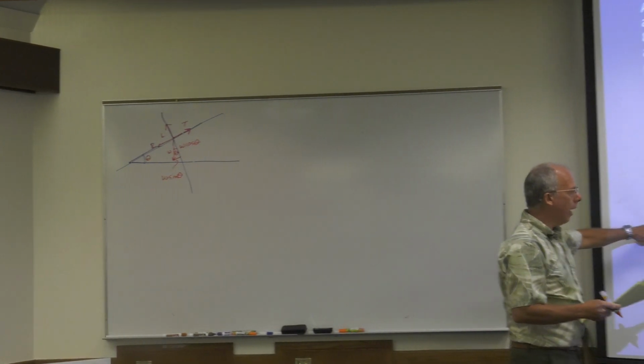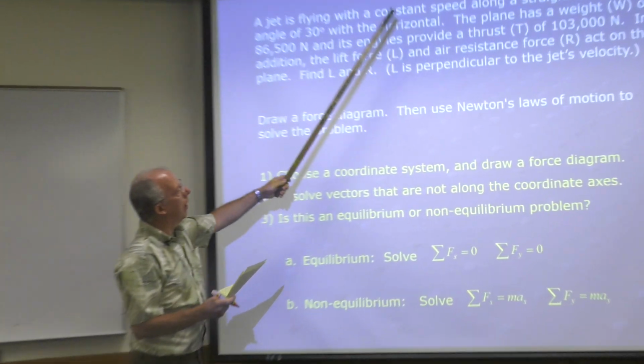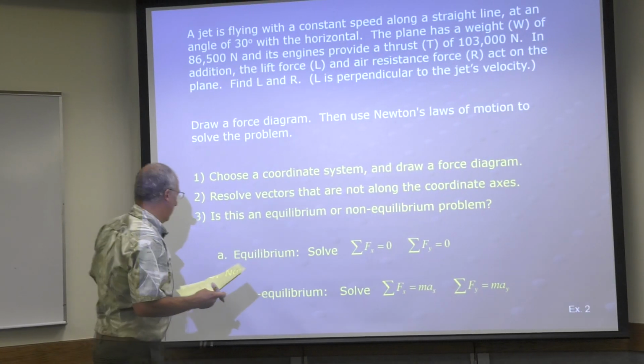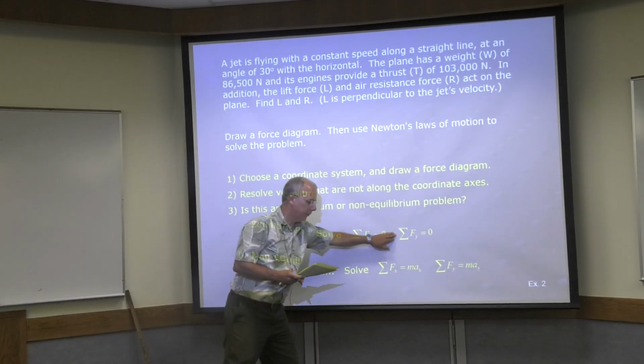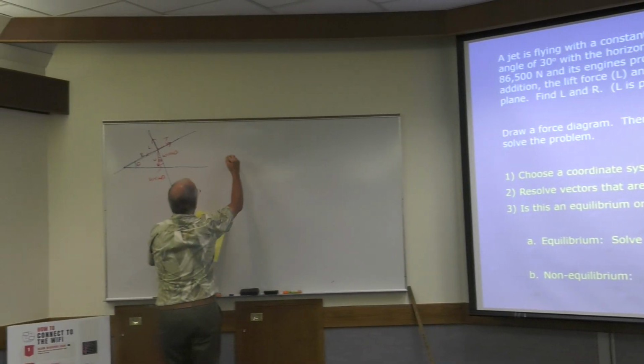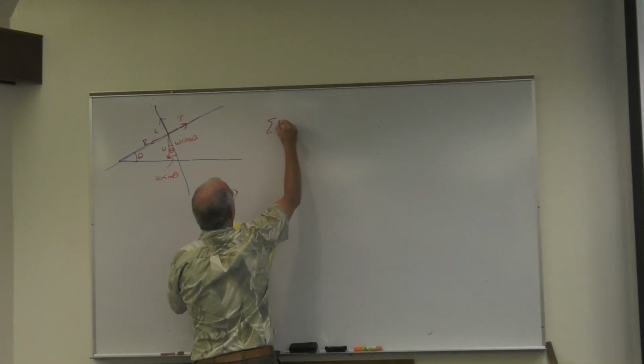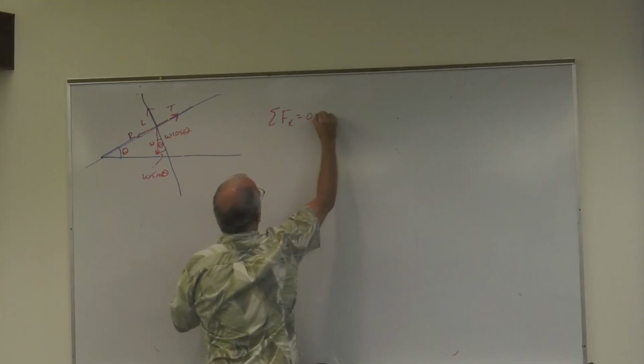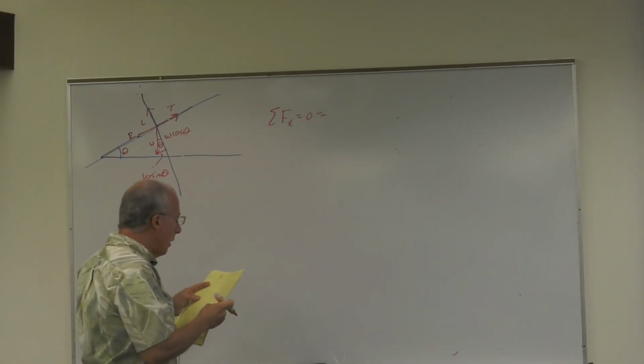Is this equilibrium or not equilibrium? Constant speed, straight line, equilibrium. So we just have to do this. Okay, here we go. So the sum of the x forces. First of all, it's 0 because it's equilibrium. But what is the sum of the x forces?